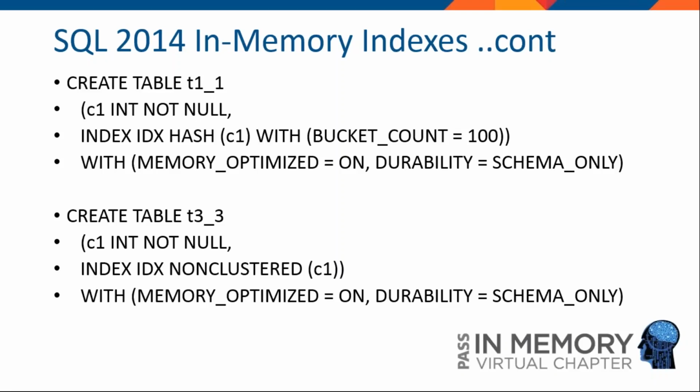And then in this second example, you will see another table creation, and you will see index IDX non-cluster C1. The syntax is a little bit different. In this second case, you don't need to specify your bucket count. It's just a regular non-cluster index. And in the end, you do have to specify your memory optimized options for your table, so it is actually an in-memory table. Basically, this is the way you set it up in SQL Server 2014. We're just looking generally at the syntax, but we're going to see a demo in a few slides, so we actually see how it works and the options that we have available.